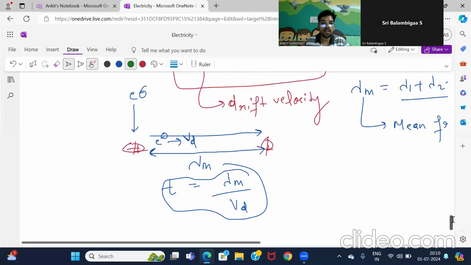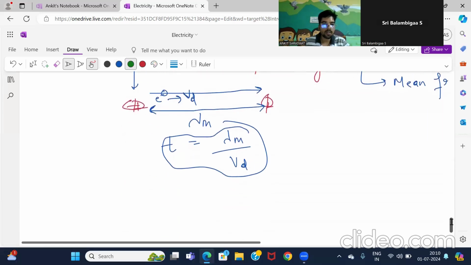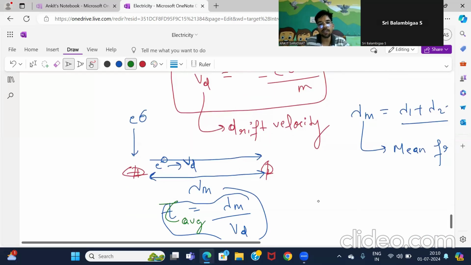Any doubt? By the way, this is not T. This is the tau average. I have already explained. Tau average is the mean time, because I have taken the mean length here. Time will be mean time. The first electron is taking tau 1 time to relax. The next electron is going for tau 2 relaxation time. Another electron is going for tau 3 relaxation time. Then I will take the average of all three.